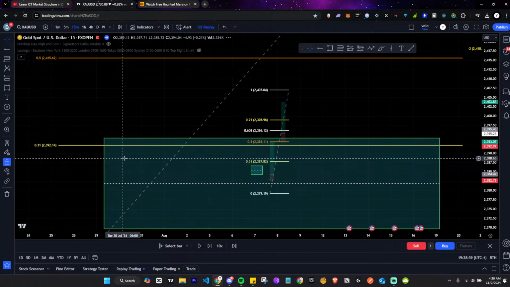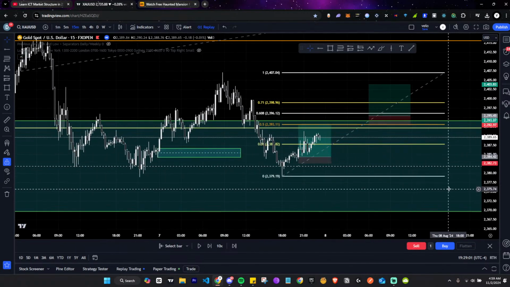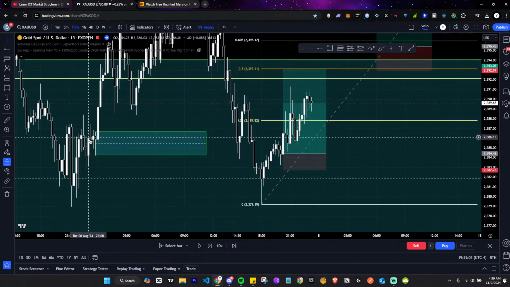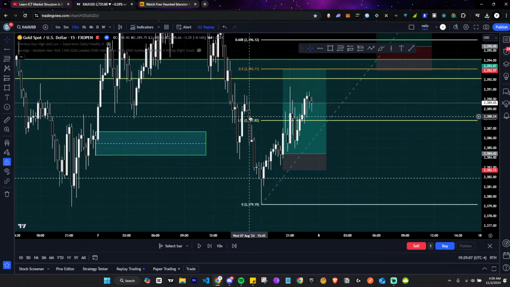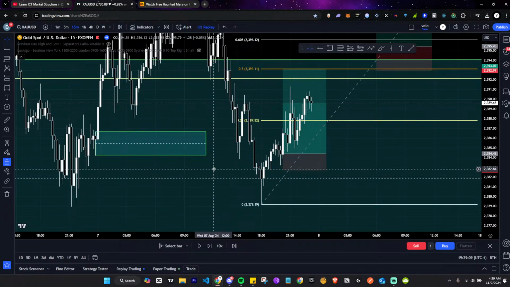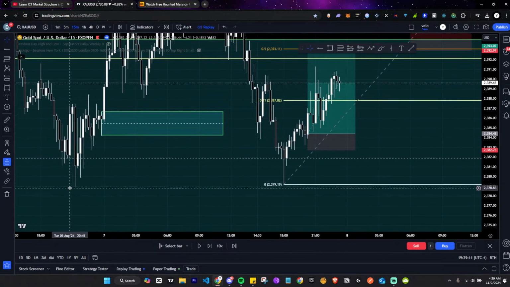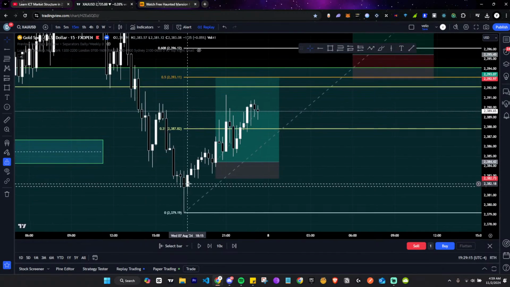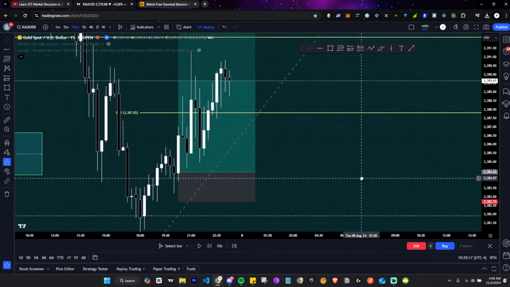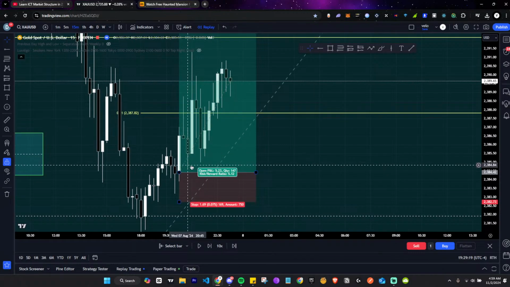Now, what do we see here? I'm going to zoom into 15 minutes. You can see that we have this order block. We didn't really hold that one, but right after this order block, all this liquidity was taken. We didn't really take that, but right after that, you can see we have this change in state of delivery.